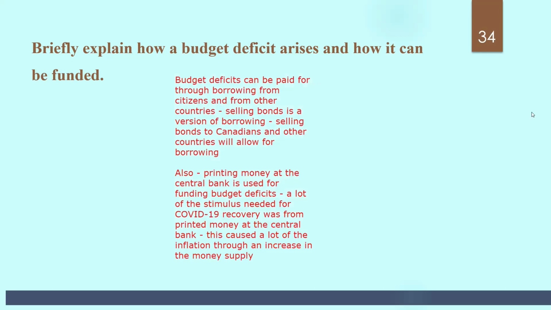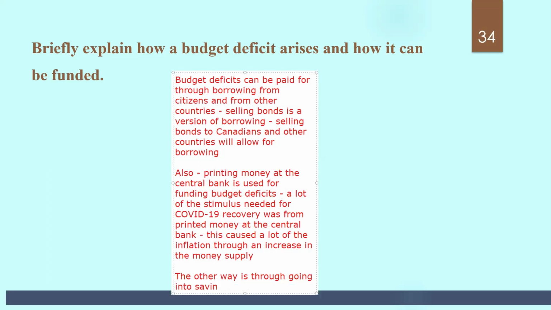Also, there's another way that they do. So there's one more I'll just state here. The other way is going into savings, so spending money from savings. That's what the government does too. So those are the three ways that the government pays off a budget deficit.